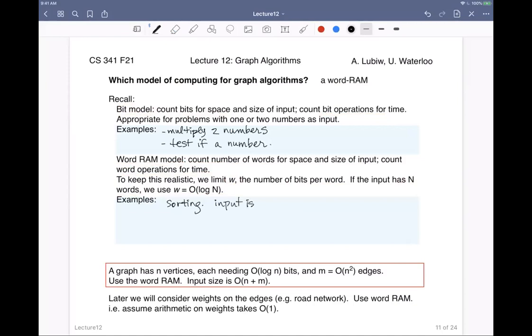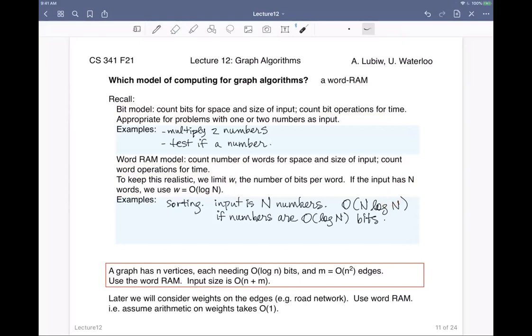We often write little n, but I'll be consistent here and write capital N for the number of things we're given. And we say sorting takes n log n, if the numbers fit into order log n bits. So in particular, it would be inappropriate to use the bit model here. I would end up with a log squared factor because I'd have to take into account how big the numbers are. And we don't think about sorting that way.